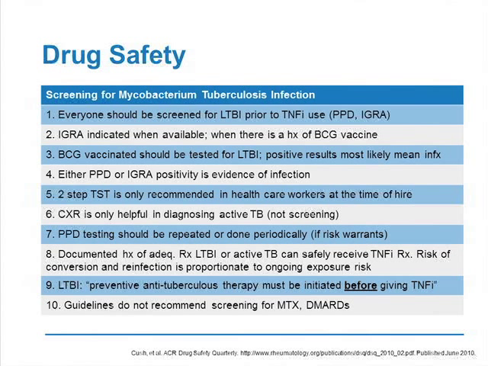Last year, we published in the Drug Safety Quarterly a publication on the American College of Rheumatology guidelines that's taken from many different sources. This comes from Kevin Winthrop and myself. Number one, everyone should be screened for LTBI prior to using a TNF inhibitor. That could include either a PPD or IGRA. Second, IGRAs are indicated when available and certainly when there's a history of BCG use. Third, BCG vaccinated individuals should be tested for LTBI. A positive test is more likely to indicate infection rather than PPD positivity related to the vaccine.